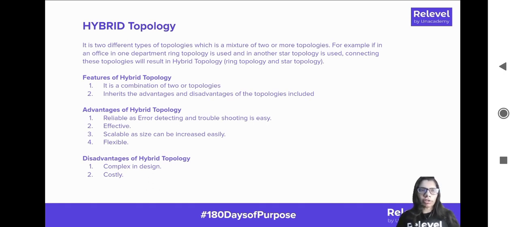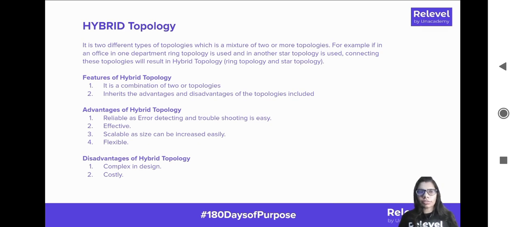What are the features of it? It is the combination of two or more topologies. It would inherit the advantages as well as disadvantages of all the topologies that are included. Then what would be the advantages of it? It is reliable, as error detection and troubleshooting would be easy. It would be effective and scalable, as the size can be increased easily. You can add more topologies or nodes to the existing topology. It would be flexible.